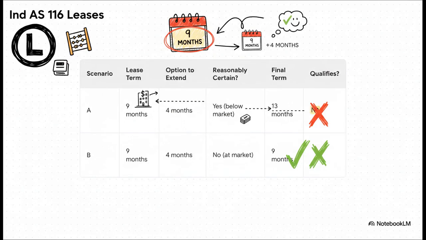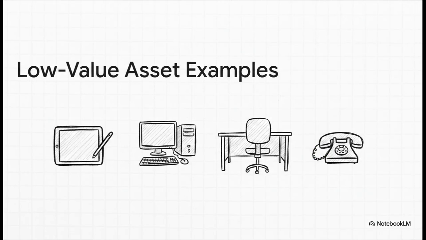In both scenarios, we have a 9-month lease with a 4-month extension option. Now look at scenario A. The extension is at a great price, way below market rate, so you're reasonably certain to take it. That makes the real term 13 months and poof, the exemption is gone. But in scenario B, the extension is at the normal market rate. With no special incentive, you're not certain to extend, so the term stays at 9 months, and you qualify for that simple accounting. The second express lane is for low-value assets.